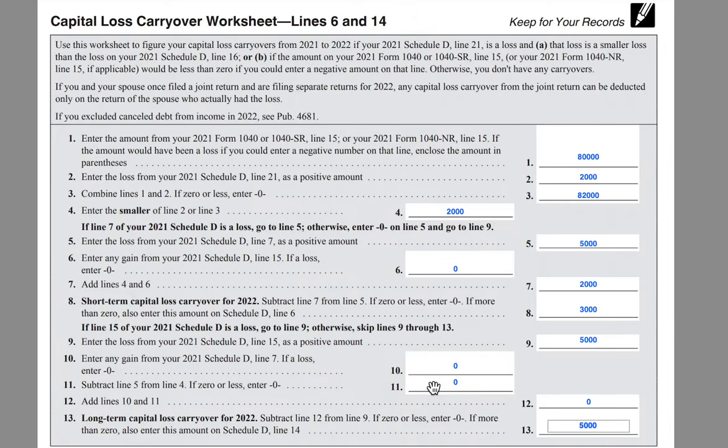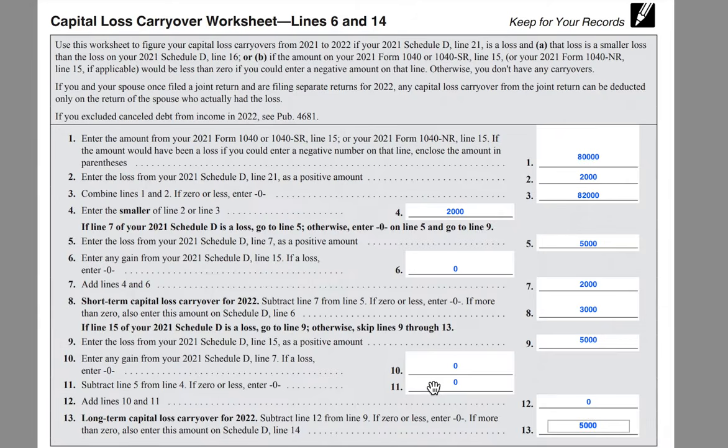So if you and your spouse once filed a joint return, but now you're filing separate returns, then any capital loss carryover from the joint return can only be deducted on the tax return for the spouse who actually incurred the loss. If you excluded canceled debt from your income in the current tax year, then you need to refer to IRS publication 4681 for additional instruction.